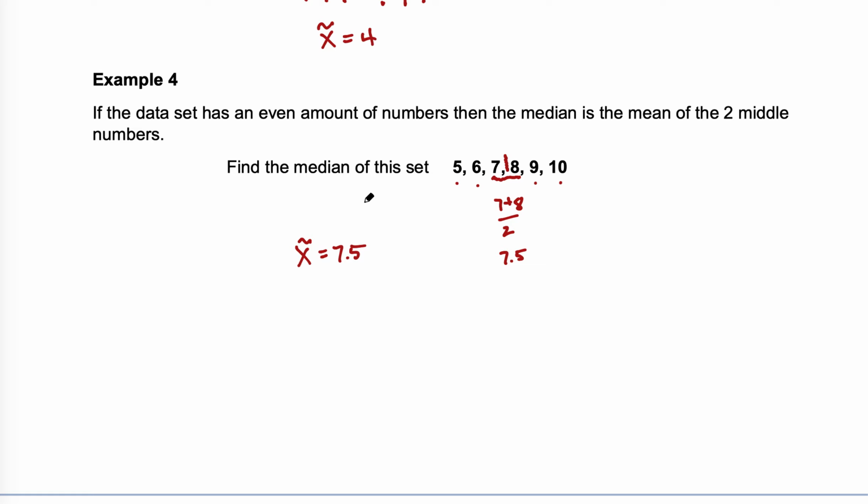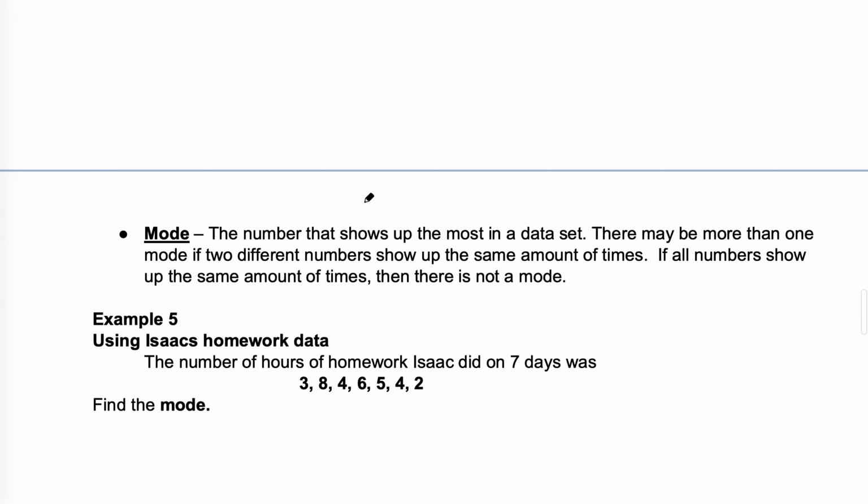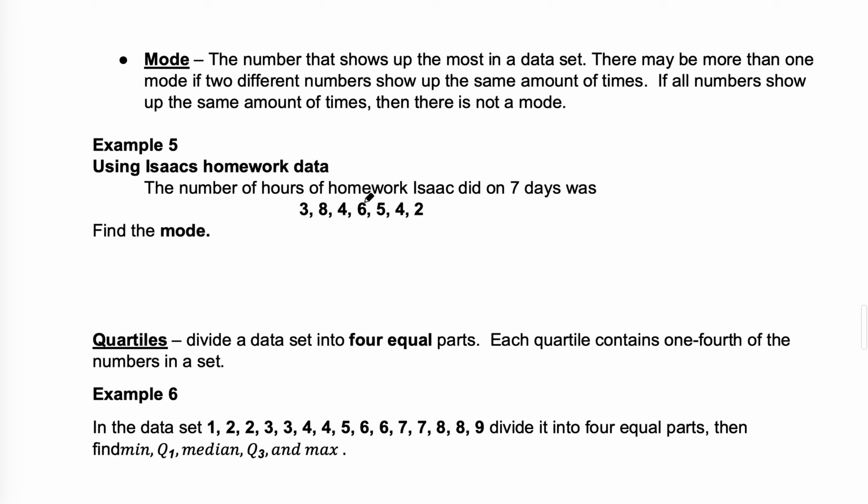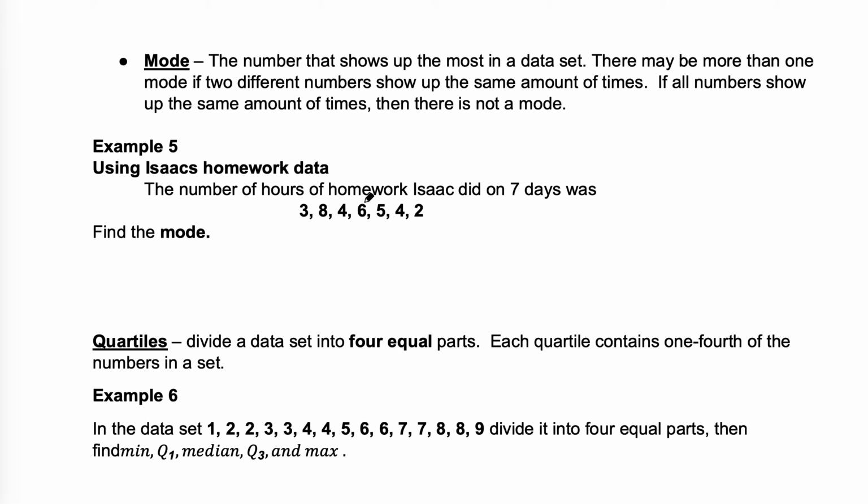Okay, mode. The last measure of central tendency. Again, they kind of need to be in order because it makes it easier to find the information. So if I put them in order, I've got 2, 3, 4, 4, 5, 6, and 8.